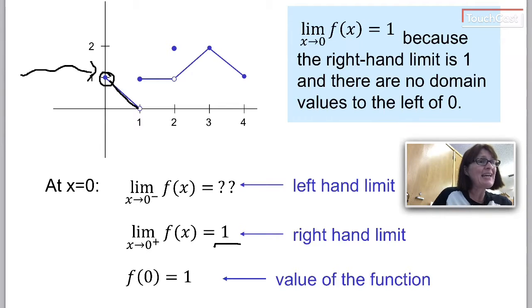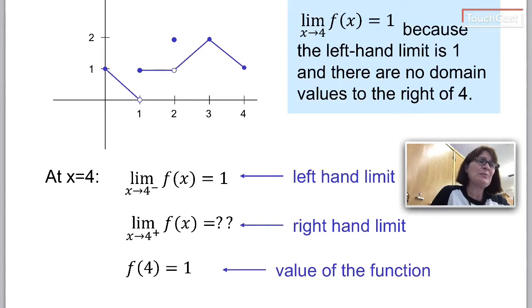But I can say here that the limit does exist because the right-hand limit is 1, and there's no domain to the left of x equals 0 for me to walk along. If there were x values over there, I would have to walk along them and see where I was headed. But there wasn't even anything to walk on. So since the domain to the left of x equals 0 is not part of this problem, I don't have to worry about a left-hand limit. I can just focus on the right-hand limit. So the right-hand limit exists and is 1.